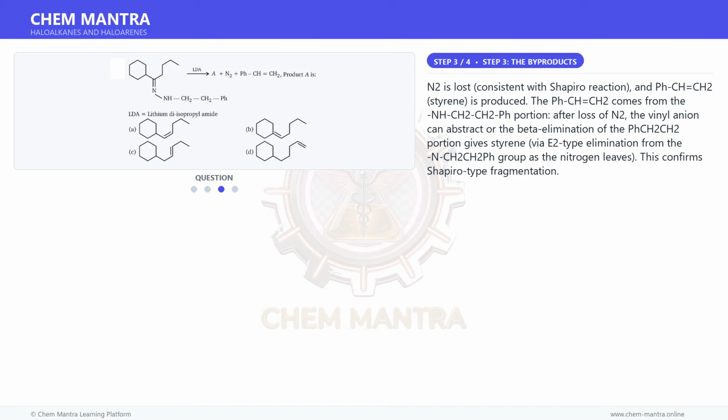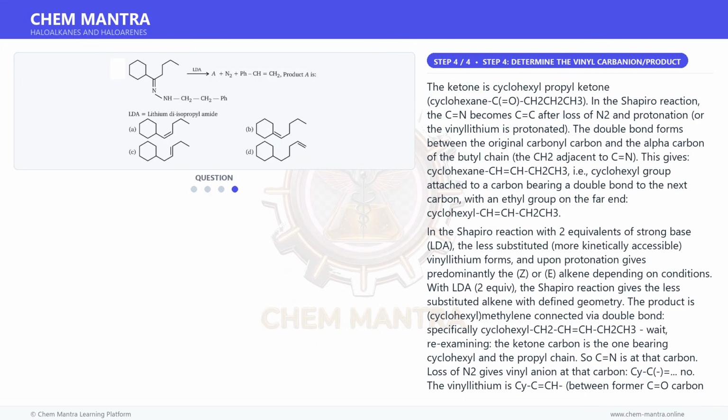N2 is lost, consistent with Shapiro reaction, and PhCH=CH2, styrene, is produced. The PhCH=CH2 comes from the NH, CH2Ph portion. After loss of N2, the vinyl anion can abstract or undergo beta elimination of the PhCH2CH2 portion, which gives styrene, via E2 type elimination from the NCH2CH2Ph group as the nitrogen leaves. This confirms Shapiro type fragmentation. And for the final step.